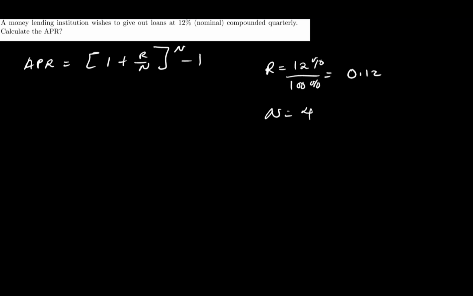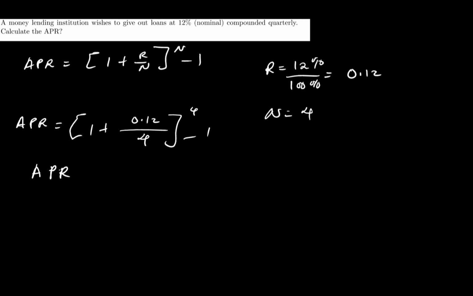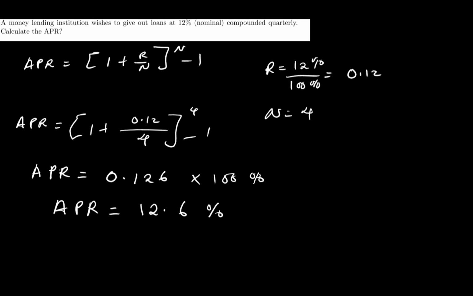So if we plug and chug, we have APR being equal to (1 plus the rate, which is 0.12, over 4) to the power 4, minus 1. So APR is equal to, if this is solved rightly, 0.126. Now we need this to be a percentage, so we multiply by 100%. So the APR is equal to 12.6%. And that is our final value.